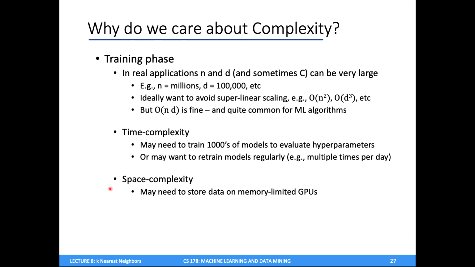And you care about space complexity, at least during training, because you might be limited by the amount of data you can store at once. For example, a neural network is often trained on a GPU, and these don't have unlimited memory, and so space complexity is something good to keep in mind.